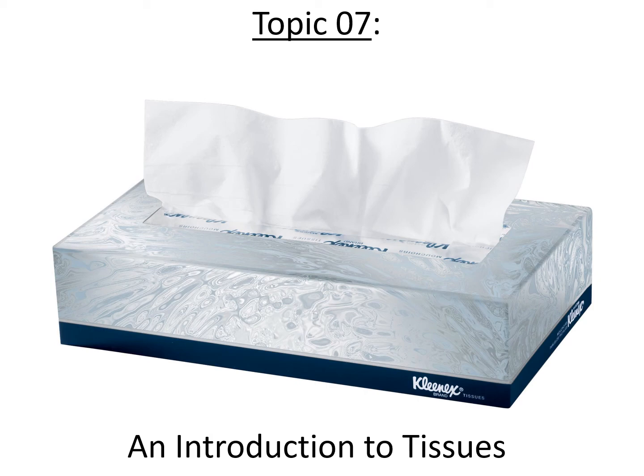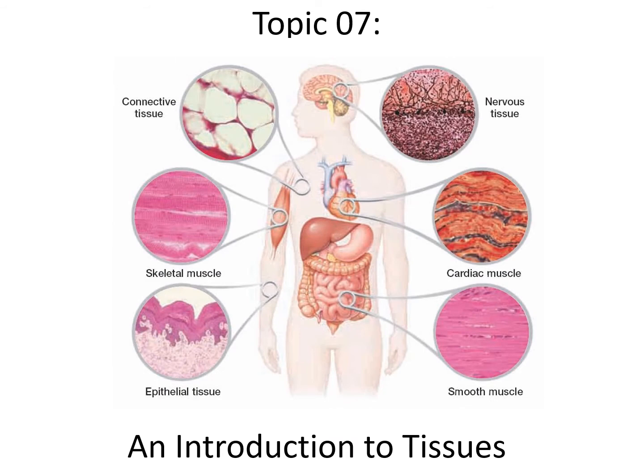Topic 7, an introduction to tissues. We've talked about atoms and we've talked about the monomers that atoms can be used to make. We've talked about the polymers that are built out of those monomers, and we've talked about structures like the plasma membrane that are built out of macromolecules. We've talked about organelles and we've talked about cells. We're going to continue up this biological hierarchy and look at tissues.